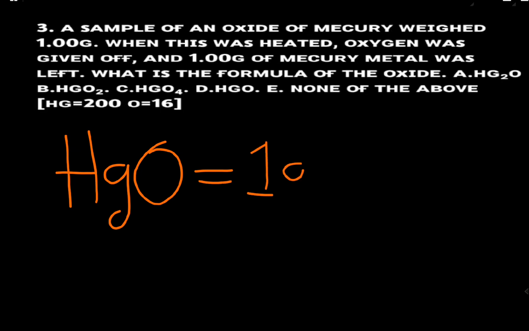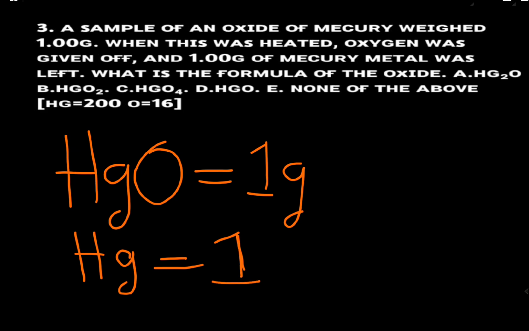1 gram. When this was heated, oxygen was given off and 1 gram of mercury metal was left. 1 gram of mercury metal again from the oxide. I think there's an error here. What is the formula of the oxide?